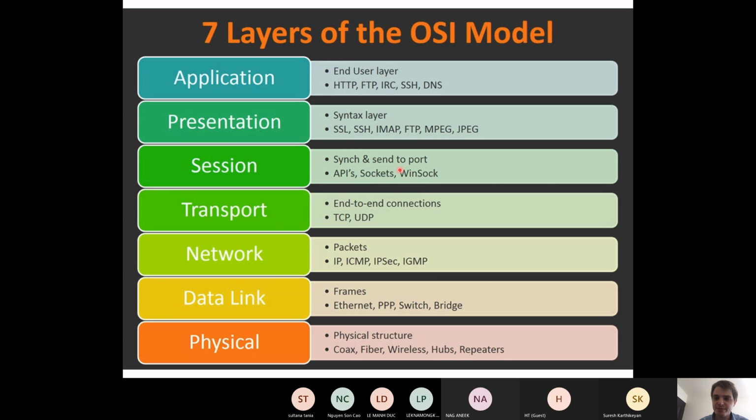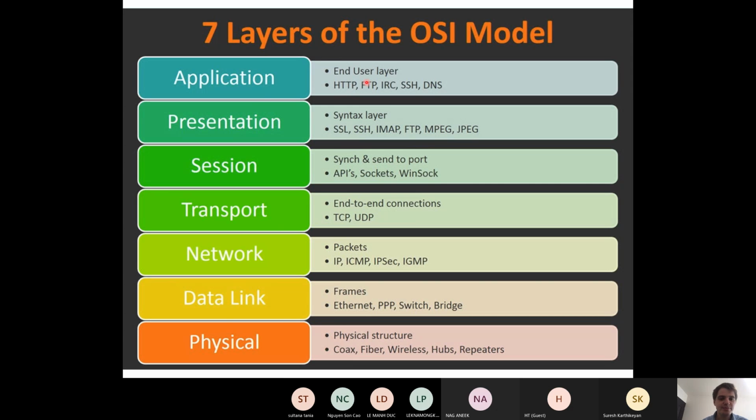There's the session layer. The session layer is responsible for opening, closing, and managing sessions between end-to-end connections. There's the presentation layer, which is responsible for presenting the data in a standardized format, so translating the data from some format to a standardized format like JPEG, MPEG, and so on. And finally, there's the application layer, which is the layer that directly interacts with the application.